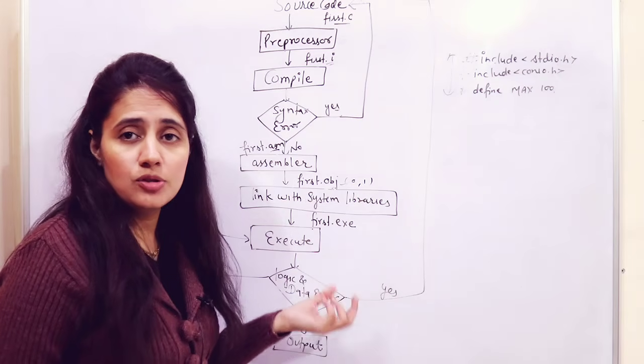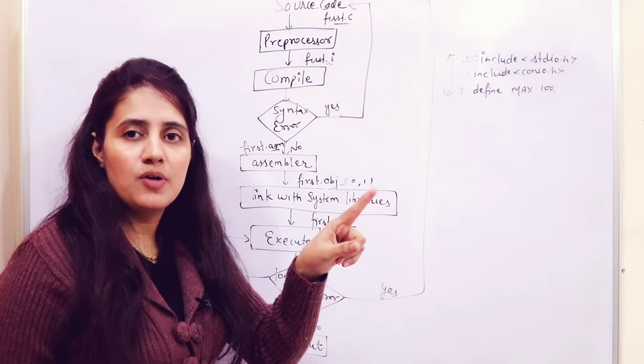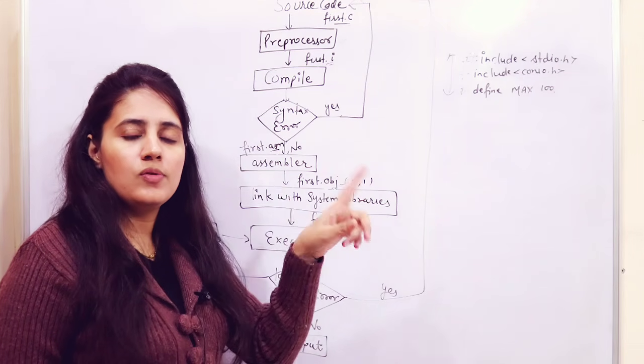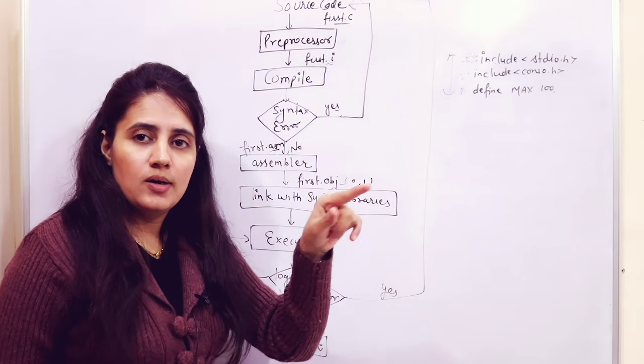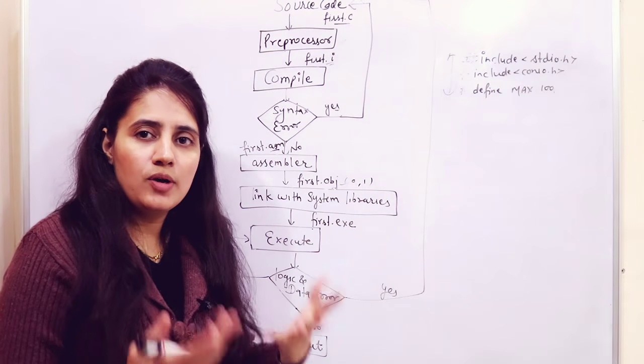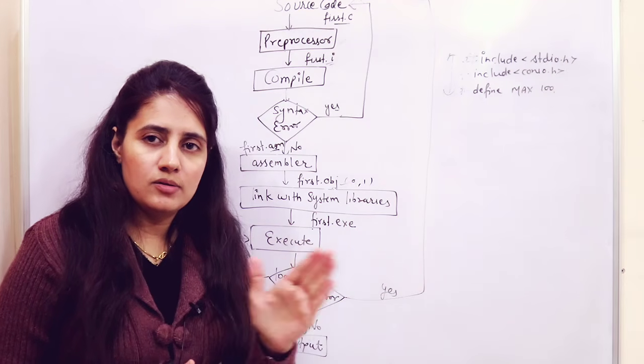And from where does the execution of a C program start? From the main function. First of all, control will go to the main function, the first line within that main function, right? And only one main function can be there in a C program, right?